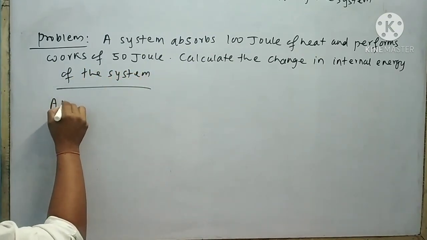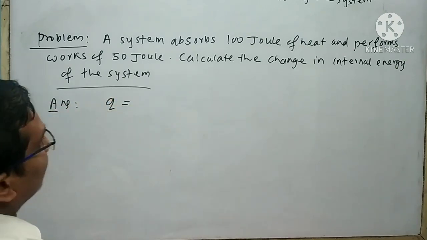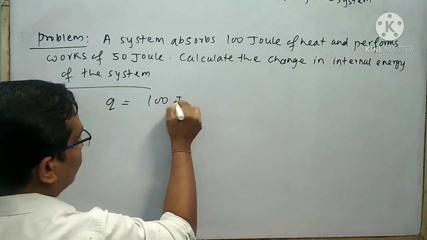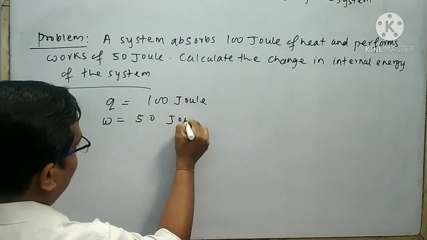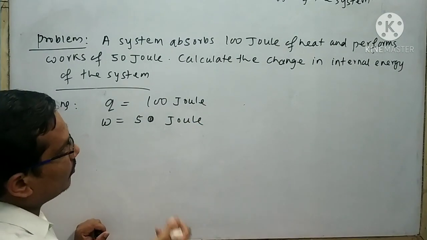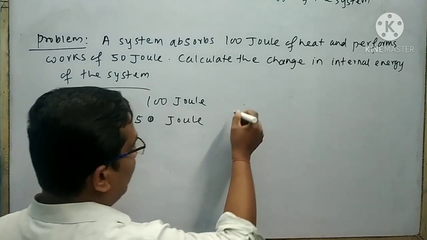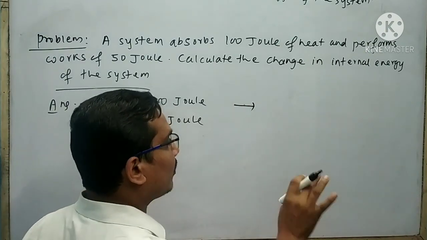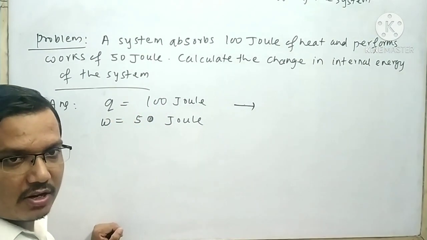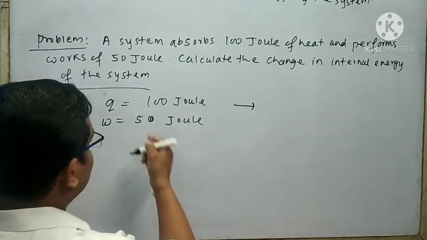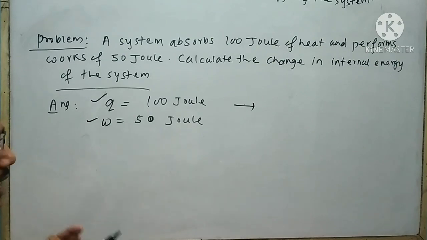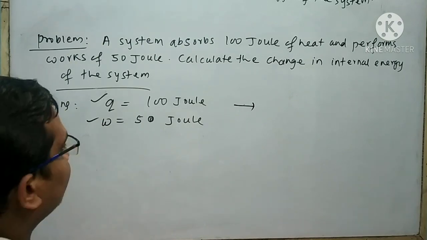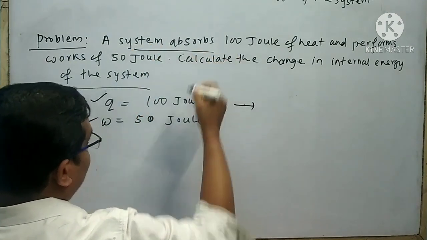In this question, Q is given, that is your 100 joule. W is also given, that is your 50 joule. There are two ways to solve such type of problem. First way, change the formula and follow the special cases of first law of thermodynamics. Second way, change the value of Q and W by taking the proper sign and use the main formula of first law of thermodynamics. Look at that, here the system absorbs heat.